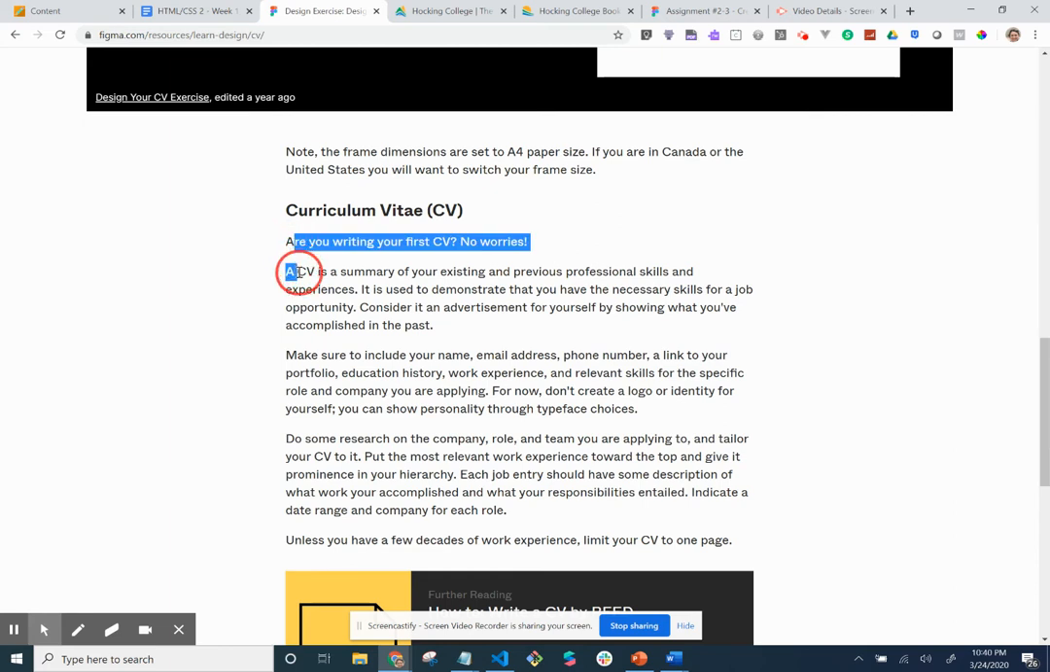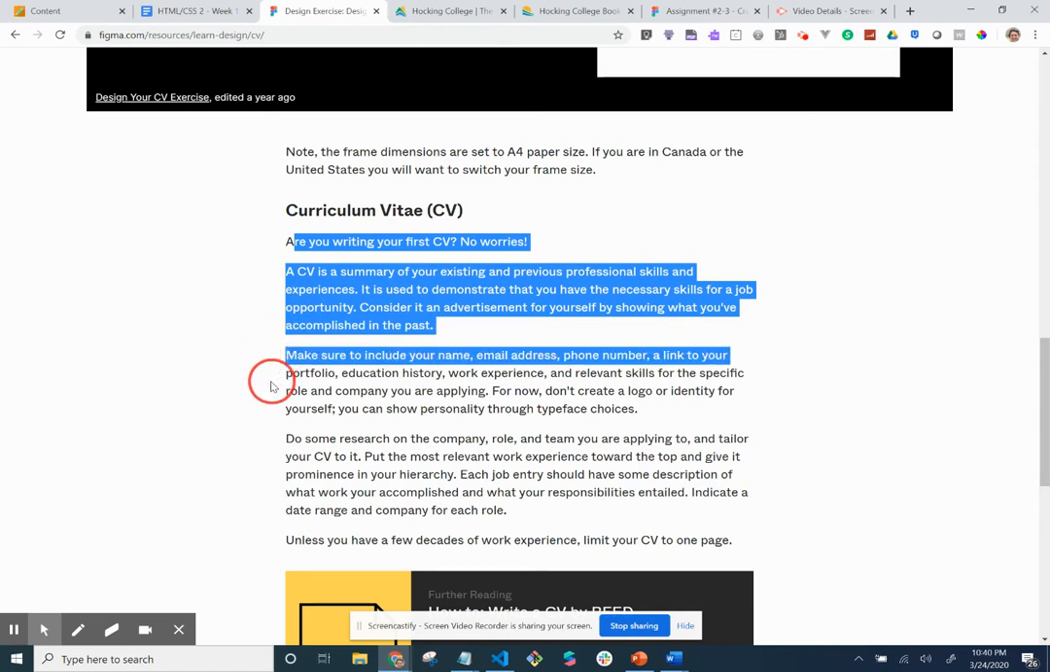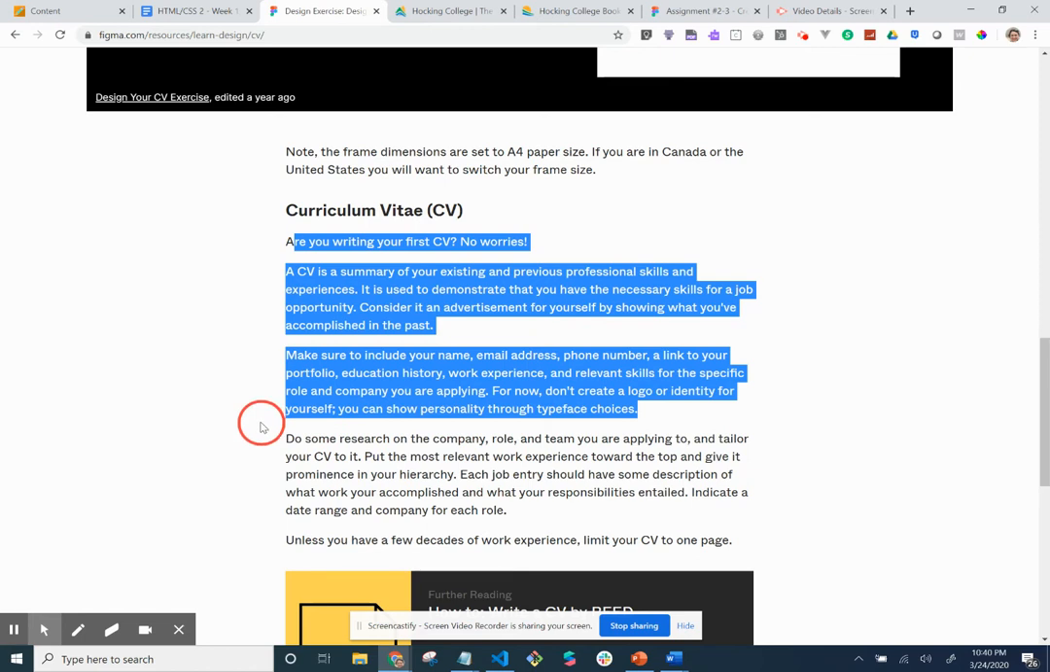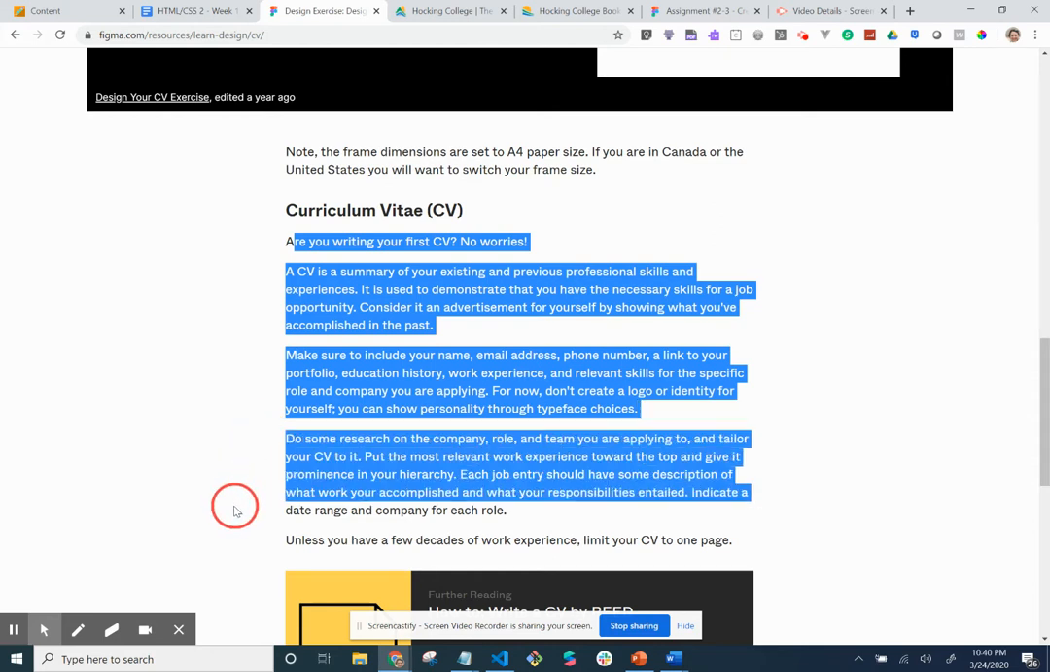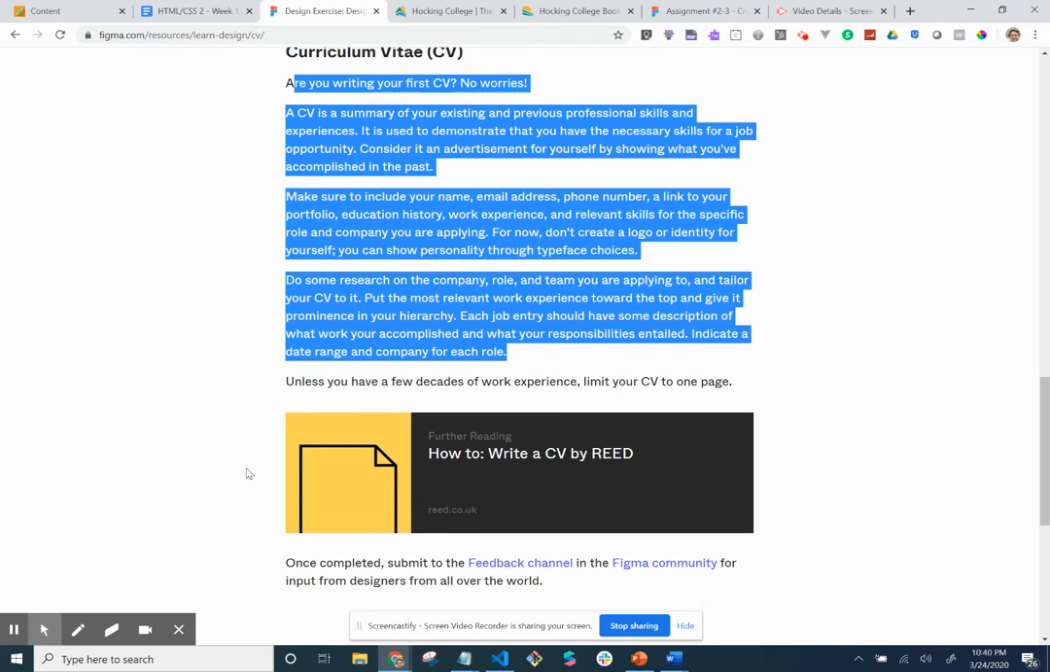So your CV. Are you writing your first CV? No worries. A CV is a summary of your existing and previous professional skills and experiences. Make sure you include your name, email address, and phone number, a link to your portfolio, education history, work experience, and relevant skills. Do some research on the company, role, and team you're applying to, and tailor your CV to it. Add the most relevant work experience at the top, and give it prominence in your hierarchy. Each job entry should have some description of what work you accomplished and then what your responsibilities entailed.